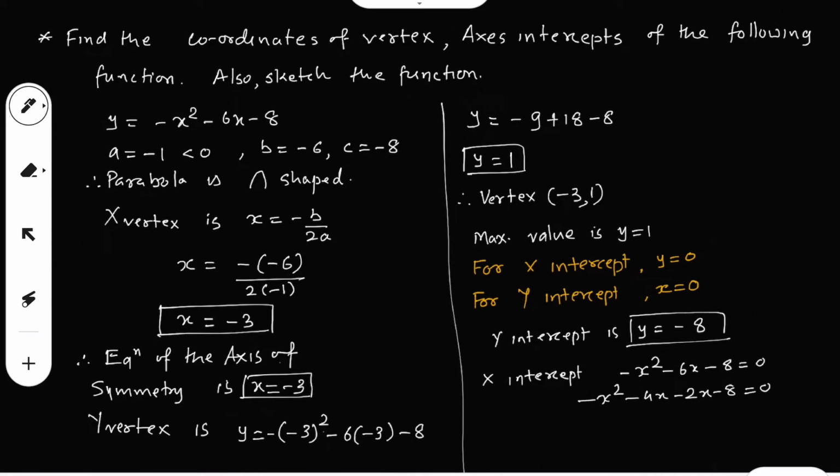So if you take minus x common, or you can just make everything positive, if you multiply both sides by minus 1, it becomes easier to solve. So the factors are x plus 4 and x plus 2. This implies that the x-intercepts are minus 4 and minus 2. So we have got all the intercepts. Next thing is to draw the graph of it.